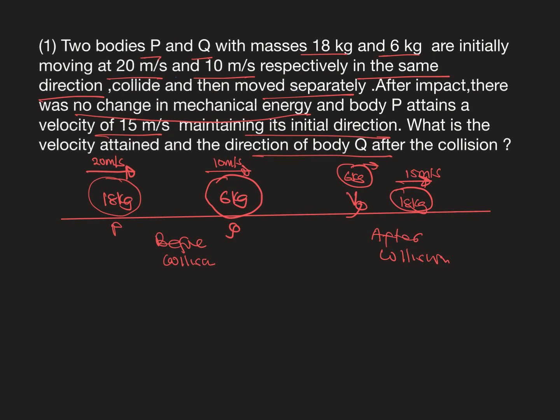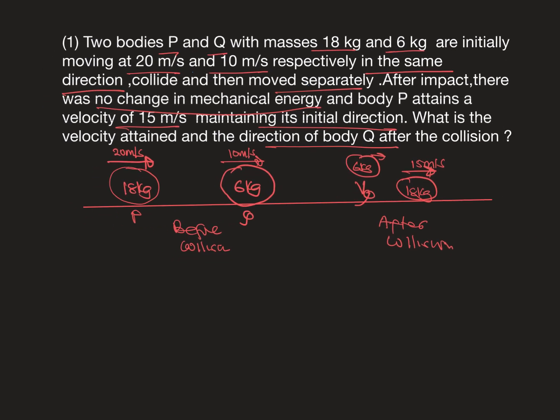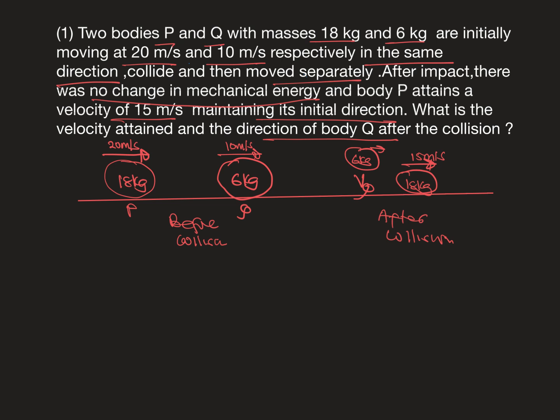For now, we don't know whether after collision body Q maintains its initial direction or not. What can only tell us whether it maintains it or not is to find its velocity. If its final velocity is positive, it means it has maintained its initial direction, but if it is negative, it means it has reversed its direction. Okay? Now, the other question that I can ask myself is, what type of collision is this? The type of collision.